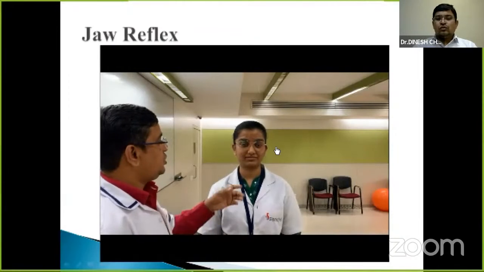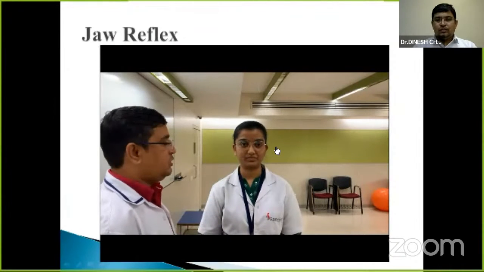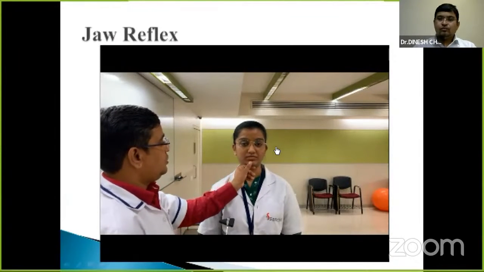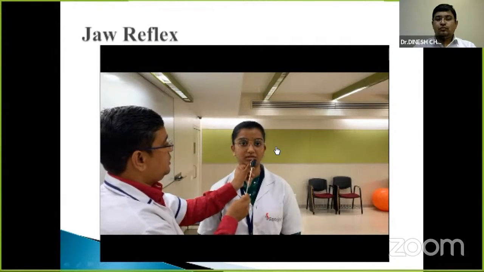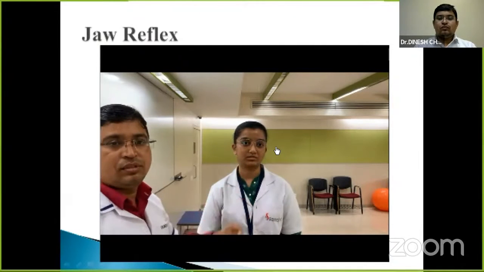Now we'll see the jaw jerk, again a deep tendon reflex. We keep the thumb on the jaw and ask the patient to open the jaw a little bit, and then you hit. We'll see the action: closing of the jaw. You have to open the mouth a little bit, and when you hit on the chin, the action is closing of the mouth. This is the normal response.